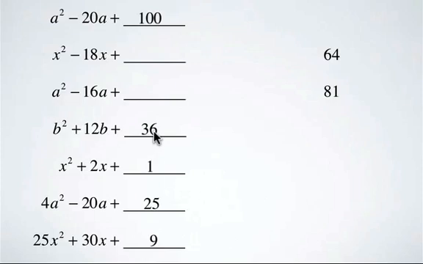1 goes here. 2 divided by 2 is 1. 1 squared is 1. 64 goes here because 16 divided by 2 is 8. And 8 squared is 64. The 81 goes here because 18 divided by 2 is 9, and 9 times 9 is 81.